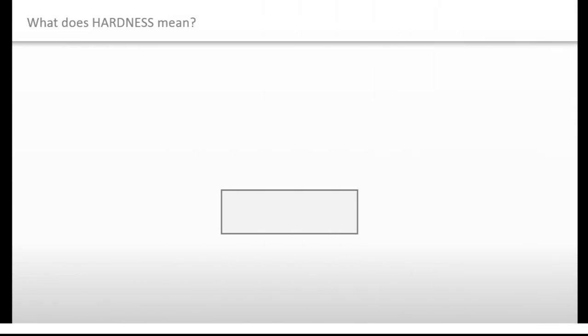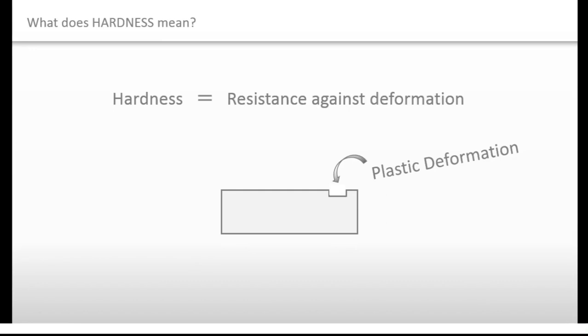Here is a steel, and you have a strong hammer. What if you hit the steel with the hammer? You all know that the steel will have a dent, right? This dent, I mean permanent deformation, is called plastic deformation. The term of hardness is defined as the resistance against deformation.